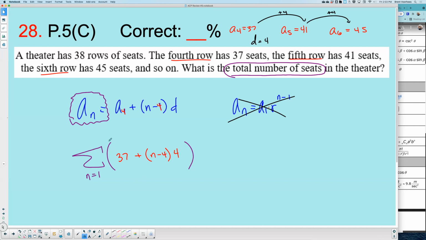Now the question is, we are adding up rows. How many rows are there? That's the 4th row, 5th row, 6th row. How many rows are there?